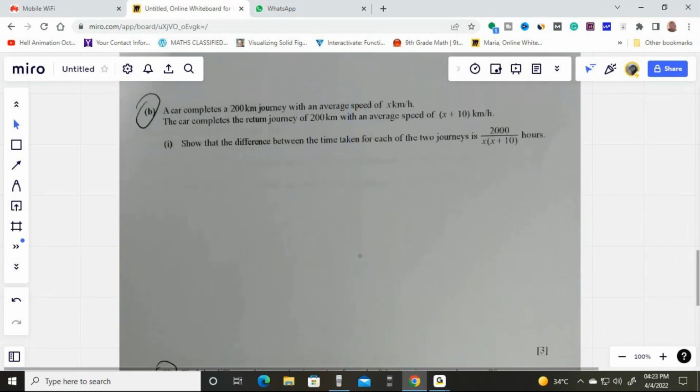Now let's say that a car completes a 200-kilometer journey with an average speed of x kilometers per hour. This is your total distance, and this is your speed. The car completes a return journey of 200 kilometers with an average speed of x plus 10, and this time the speed is faster. Now show that the difference between the time taken for the two journeys is this. That's what we need to show.